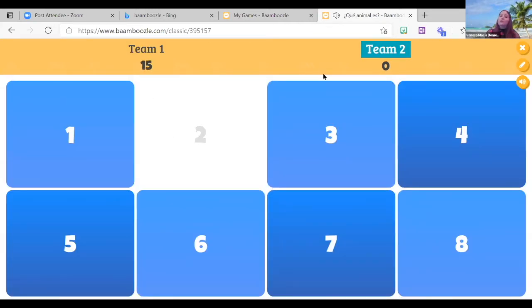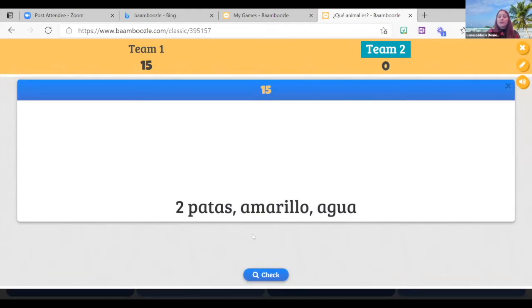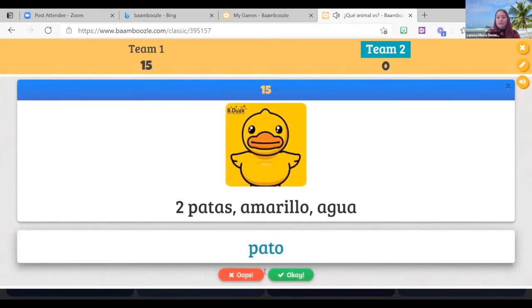Now it's the turn of team 2. Team 2, give me a number. For example, 5. Dos patas, amarillo, agua. ¿Qué animal es? And again, they have to tell me. Imagine that they don't know the animal. So I press check. This one was pato, and they don't know. So I need to press oops.